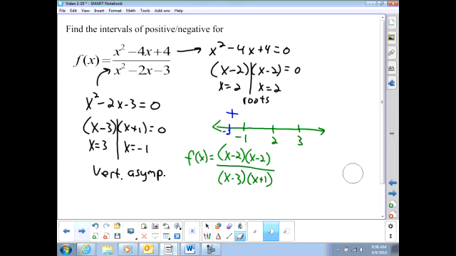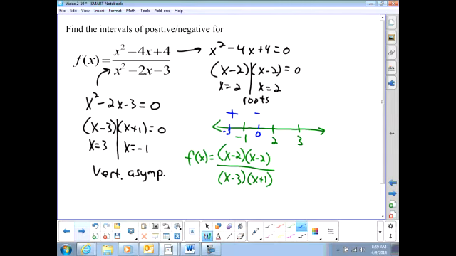We can do the same analysis for the next section. An easy one would be 0. When we put 0 in both things in the numerator, we get negatives. In the denominator, we get a negative and a positive. So a negative times a negative is a positive. A negative times a positive is a negative. And then when you do a plus divided by a minus, you'll get a negative.